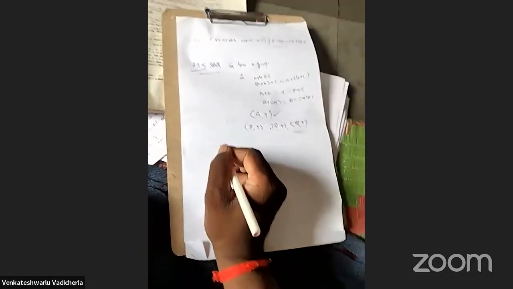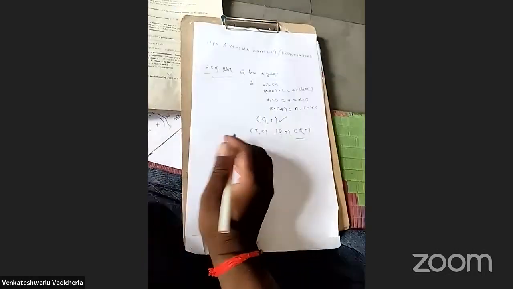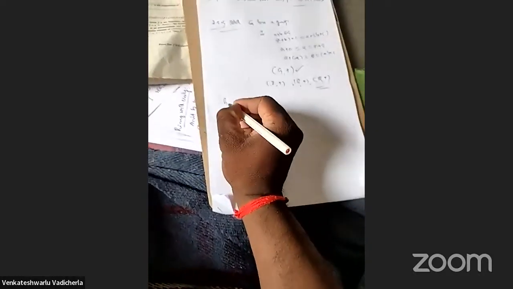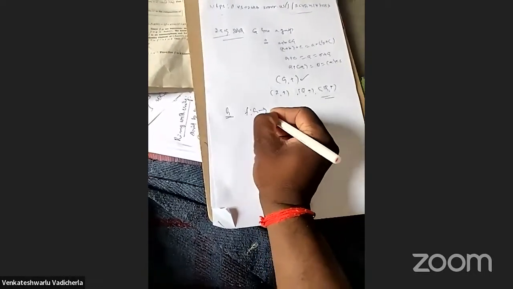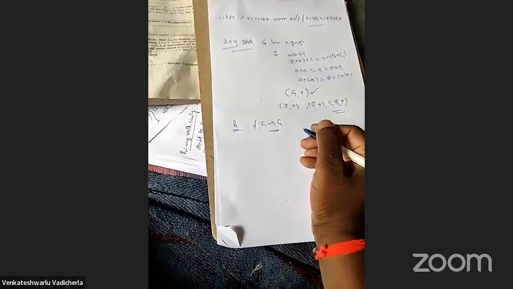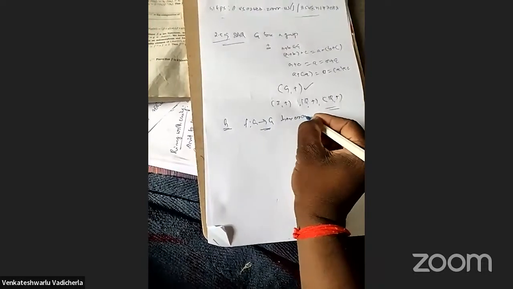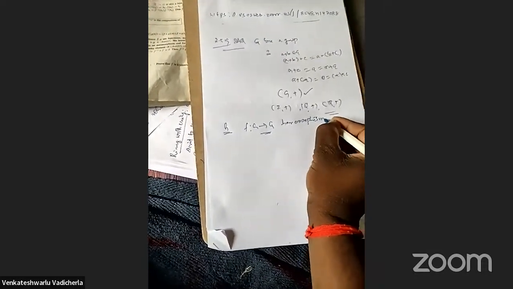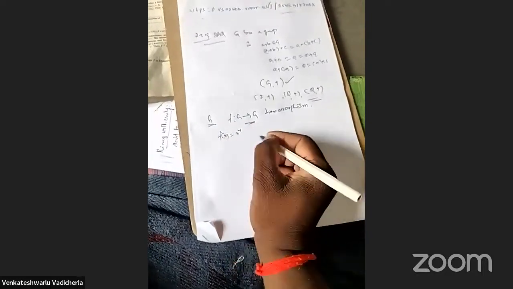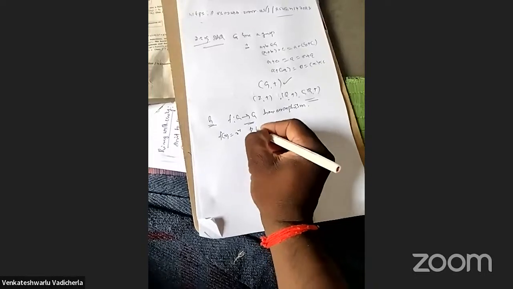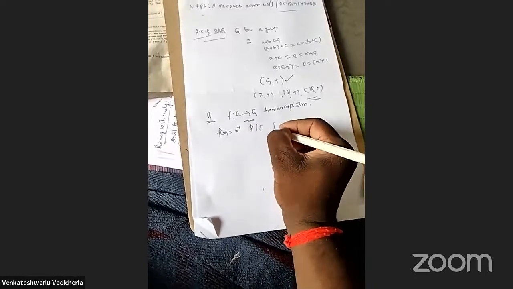So today I will explain this one. G is a group. F is a mapping from G to G, and it is a homomorphism. So we define f of x is equal to x inverse. Prove that f is a homomorphism.